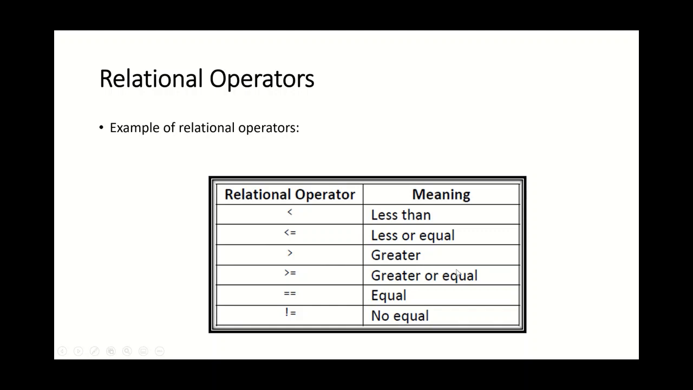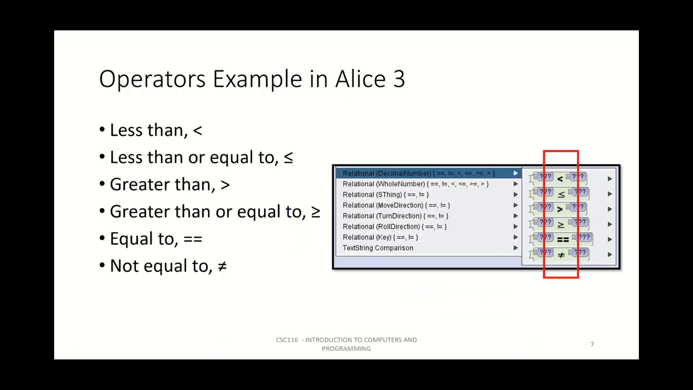This is an example of relational operators. We have six examples: less than, less or equal, greater, greater or equal, equal, and also not equal. And this is an example of the operators that we have in Alice: less than, less than or equal, greater than or equal to, and not equal to.